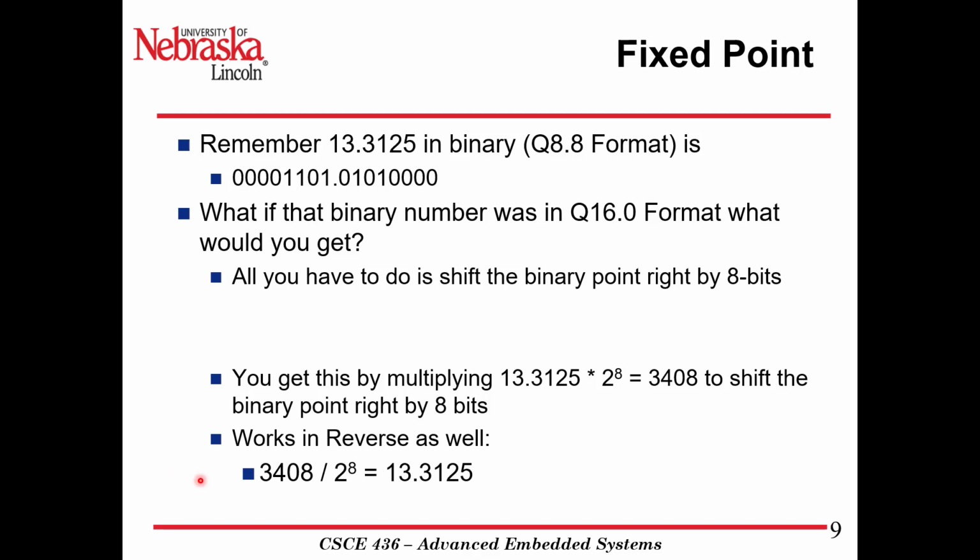So it works in reverse as well. If I divide 3408 by 2 to the power of 8, we're going to get 13.13125. Otherwise, we can also multiply by 2 to the negative 8, which basically moves that binary point to the left, back to where it was. That binary point doesn't actually exist. It only exists to the programmer who's defining it.